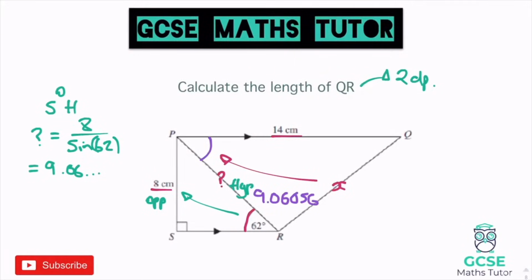So going along our parallel line, it jumps up to here. Moves along, so we've got an alternate angle there. So this particular angle here is alternate with the 62, so that one is also 62 degrees. And now we have all the information that we need in order to use the cosine rule.